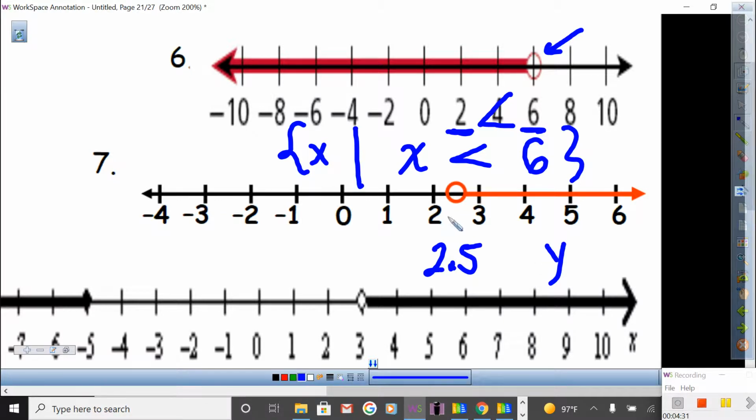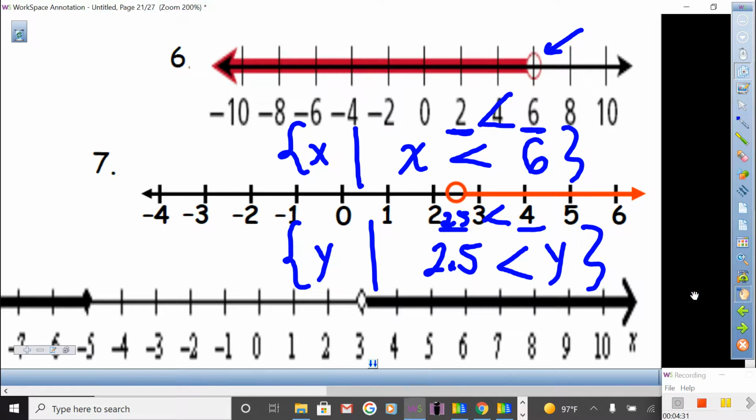So now I'm going to compare 2.5, which is right there, to any number over here, let's say 4. What is 2.5 compared to 4? Less than. So I'm going to write 2.5 is less than y. And then I write what? Solution set of y such that, and then you close your solution set. So far so good, yes?